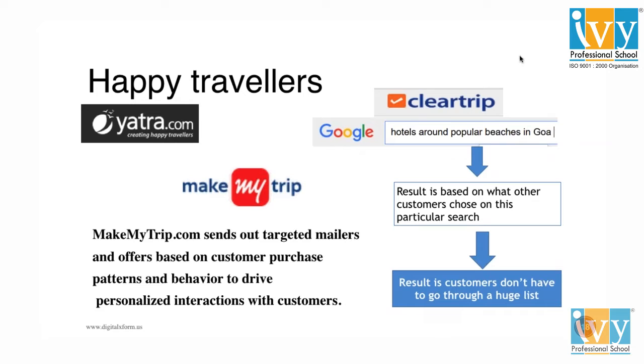So what they do is, out of that huge amount of data, they'll analyze which are more popular among people. And so the result will be based on what other customers have chosen on that particular search. So you don't have to go through the huge list. So that makes customers really happy.